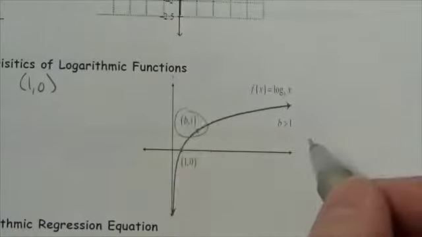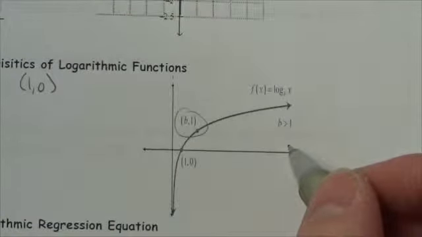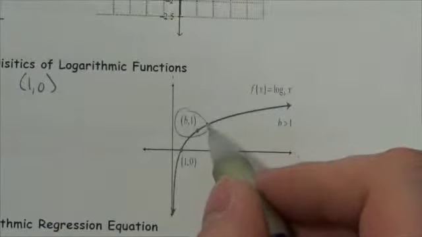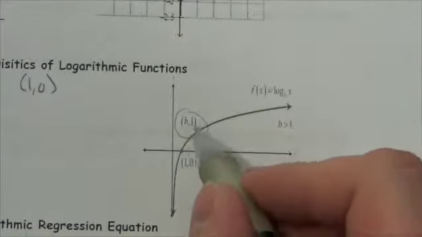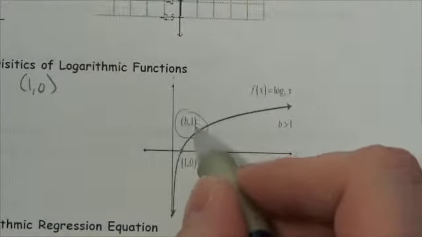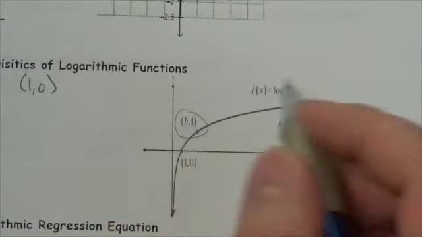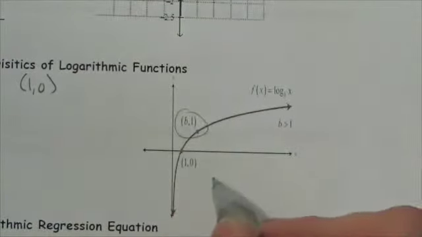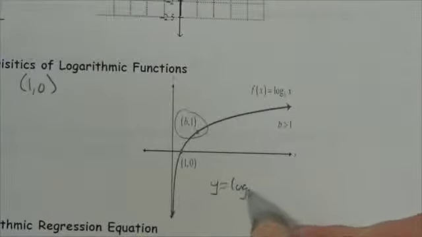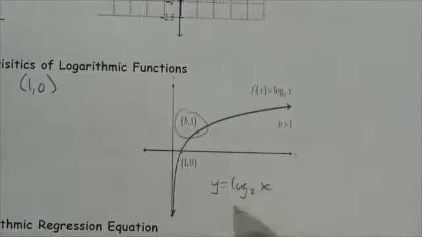Notice another point here that actually will show up on the graph repeatedly. If you've got that point, it's going to be the point (b, 1). So if you plug the base in there, for example, let's say that you had y equals the log base 2 of x, then you know that you're going to get the point (2, 1) on there.